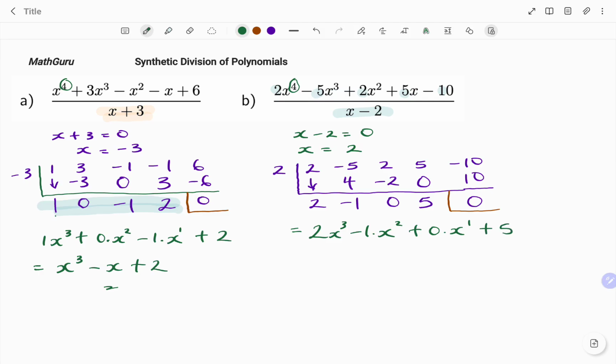And if I rewrite that, that will give me 2x cubed minus x squared. 0 times x, that's 0. Then I have plus 5.